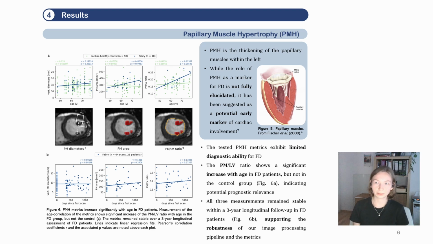Moving on to the papillary muscle hypertrophy metrics, we did not find any evidence for them being useful in diagnosis, but we have found that one of the metrics, the PMLE ratio, is significantly increasing with age in the Fabry disease group, but not in the cardiac healthy control group. And so this indicates that there might be some prognostic relevance. We are still analyzing this currently, so we're definitely working on painting a clearer picture of what this exactly means and how this might be potentially used clinically.